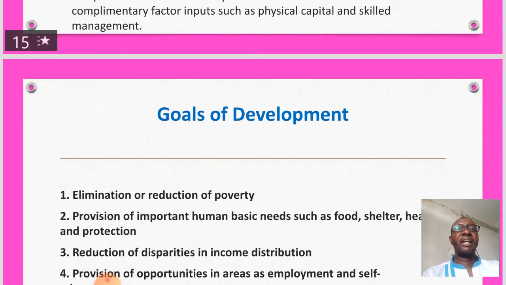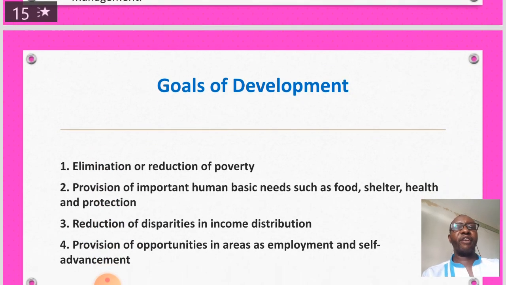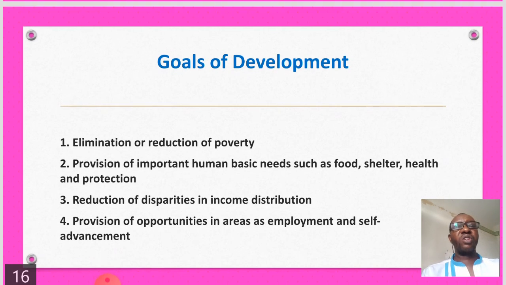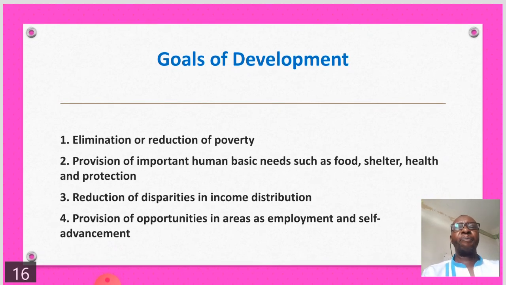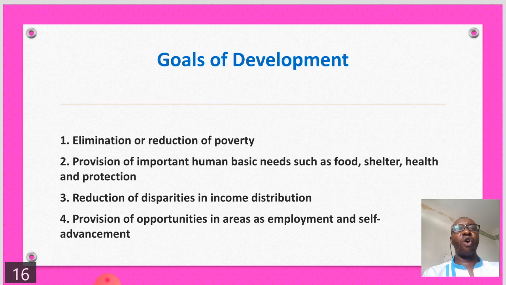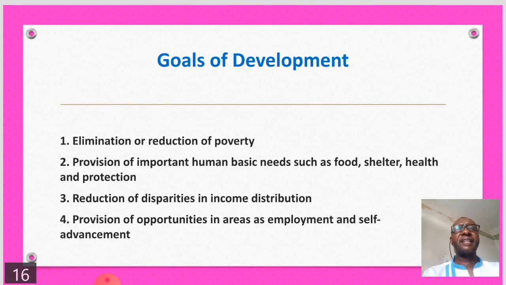And lastly, let us look at the goals of development. What are the goals of development? Number one, elimination or reduction of poverty. So every country tries hard to eliminate or reduce poverty levels.